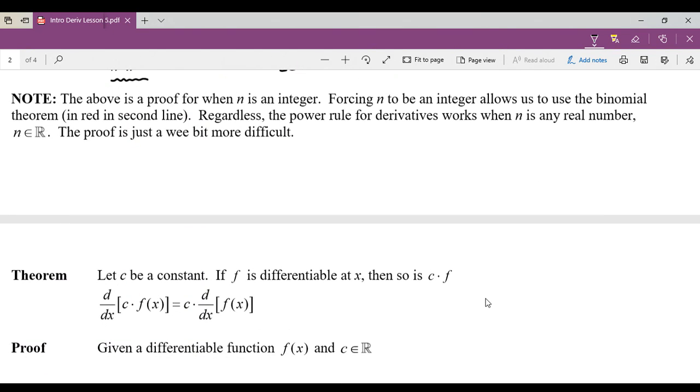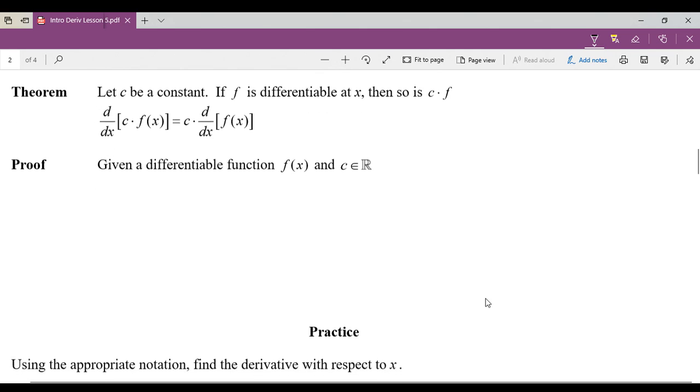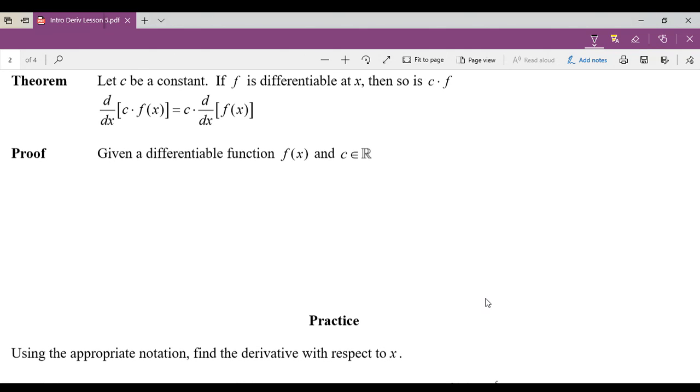All right, so before we get to practicing that cool rule, I just want to show you one more rule here. Let c be a constant. If f is differentiable at x, then so is the constant times that function. So if you have a differentiable function and you multiply it by a constant, you still have a differentiable function. Now look at what this rule says. It basically says if you're taking the derivative of a constant times a function, just take the derivative of the function the way you normally do and multiply by a constant.